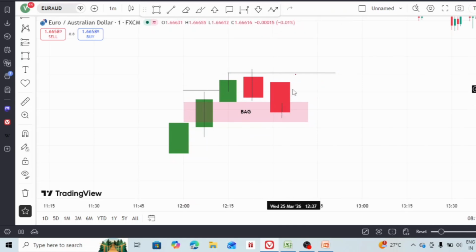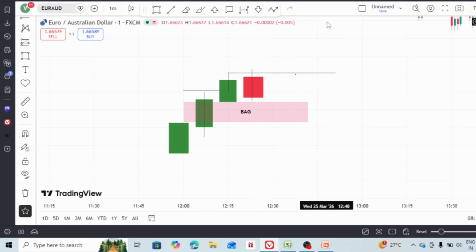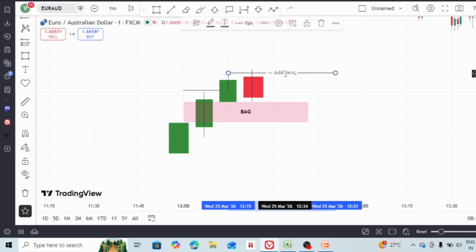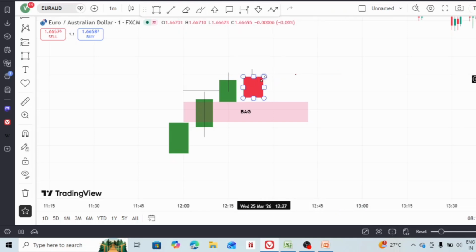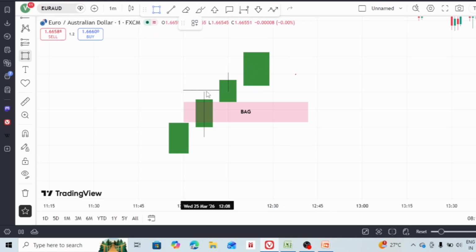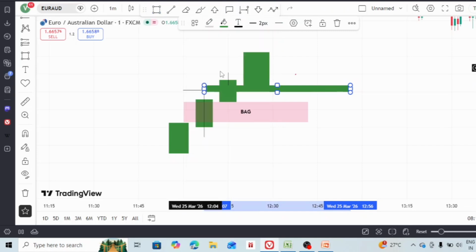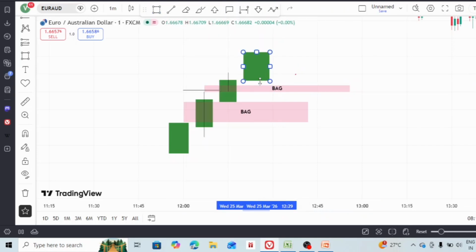I will also tell you more about the breakaway gap. If there are two continuous breakaway gaps, for suppose let's delete this one for now, there is another breakaway gap here again. So we have two continuous breakaway gaps here. This is the breakaway gap, and it has broken with the body.